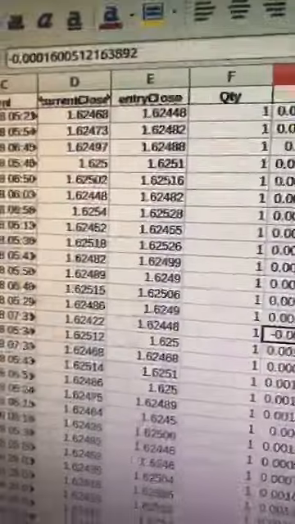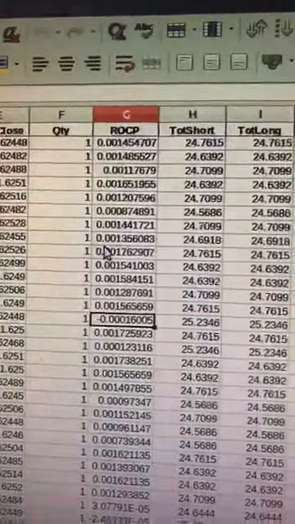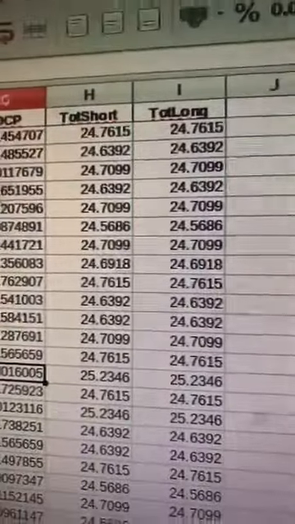This is a spreadsheet my script will generate: current close, entry close, rate of change percentage, and the total. This needs to be fixed, total short, total long. But that seems to work real nice. Now, if that's the case, I'm going to be testing it fully starting next week.